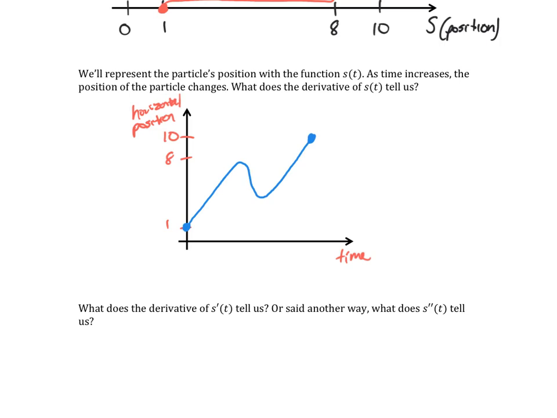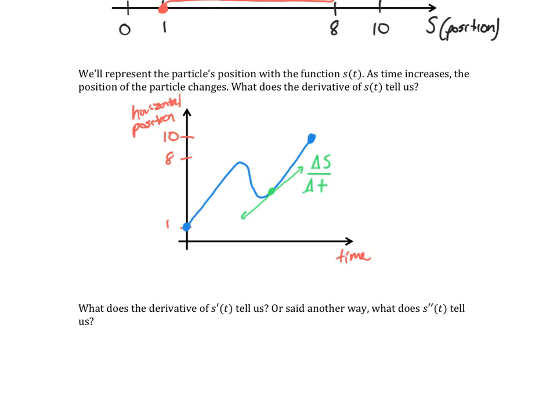So my question for you then is, what does the derivative of s of t tell us? The derivative, again, would be your tangent line. So if I were to draw a tangent line there, there's an example tangent line. Now, the tangent line would be represented by a slope at a given point. If we think about slope, that would be your change in position, or change in s, over your change in time. Hopefully you agree with that.